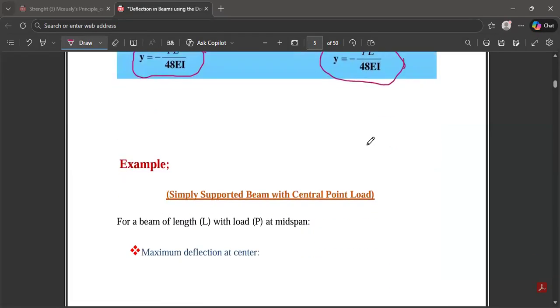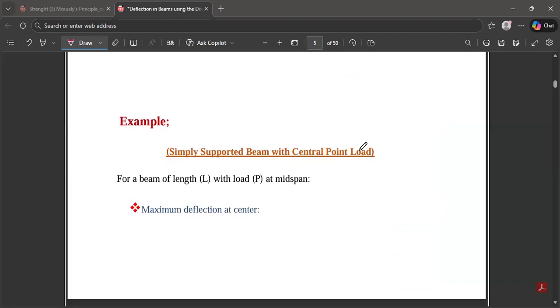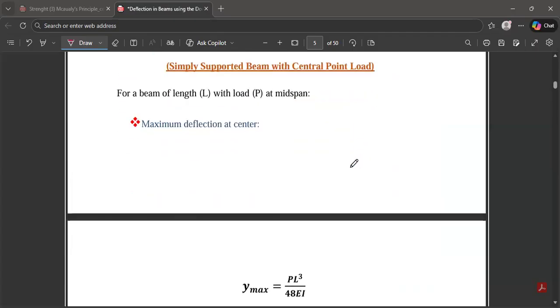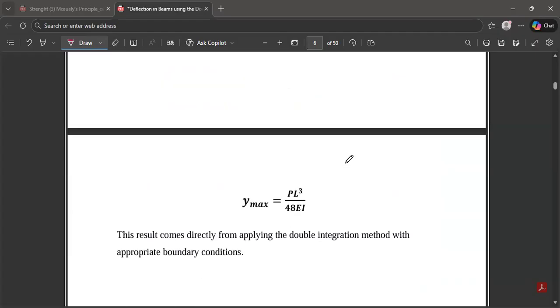Okay, good. So an example, and the example we want to look at is simply supported beams with central point load. For a beam of length L with point load P at midspan, our maximum deflection is surely going to be at the center. And the formula to calculate the maximum deflection is this.